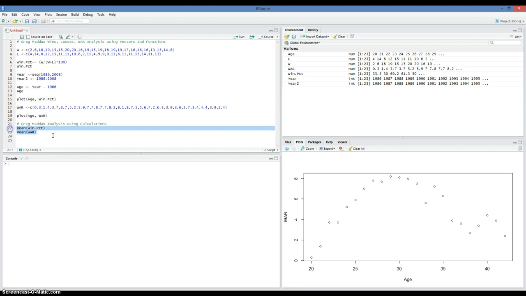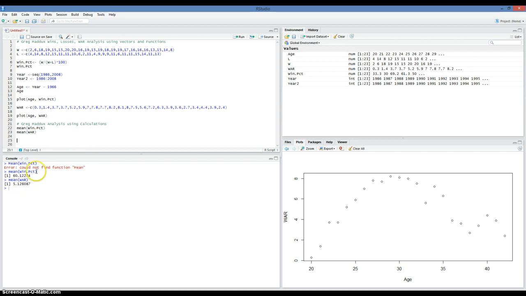To do this, we can simply use the function mean to find the mean of the win percentage. Lowercase mean, capitalization does matter in R, as you can see. So his mean winning percentage was 60%. His mean WAR was 5.12, which is pretty good.